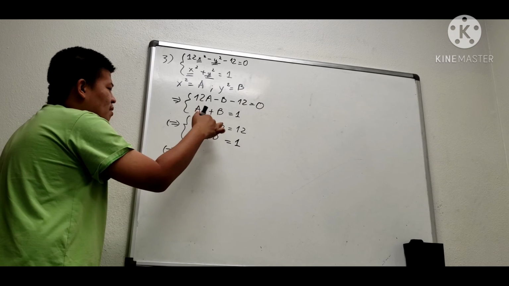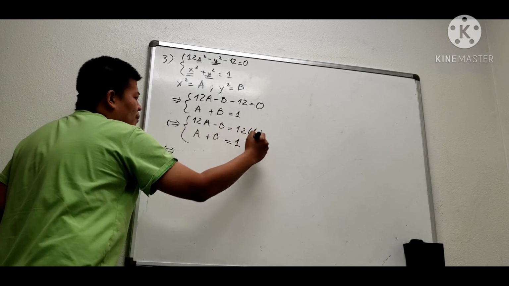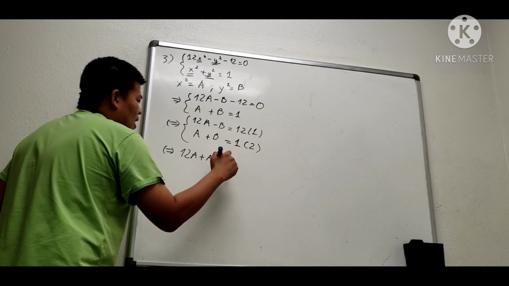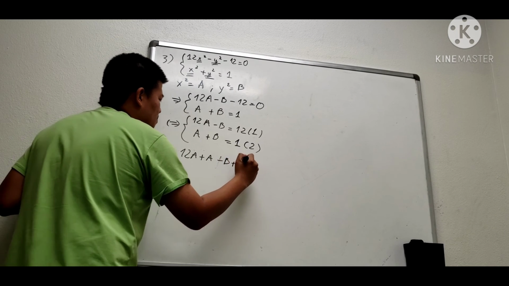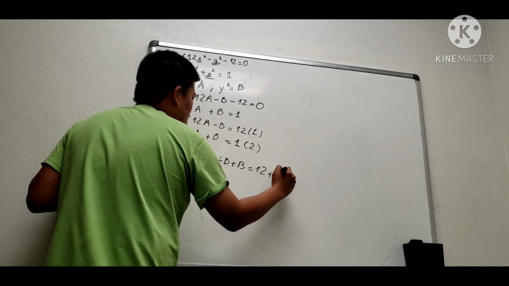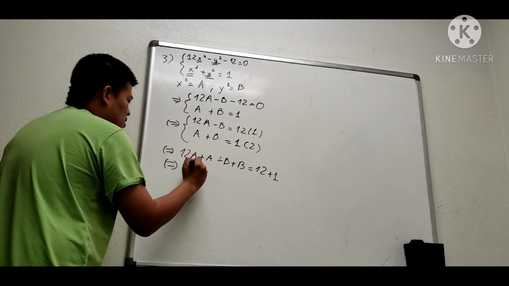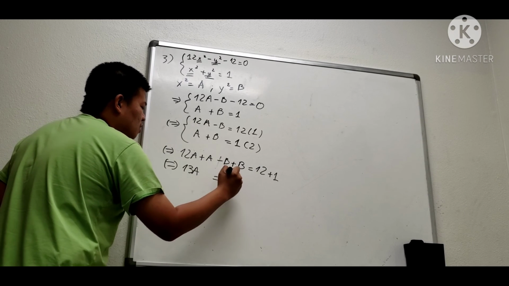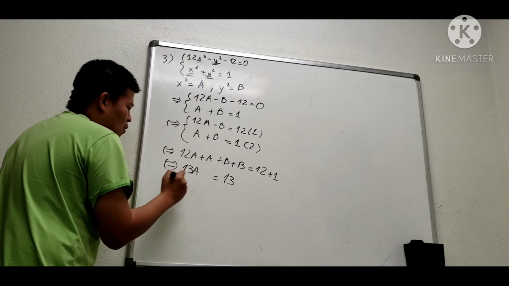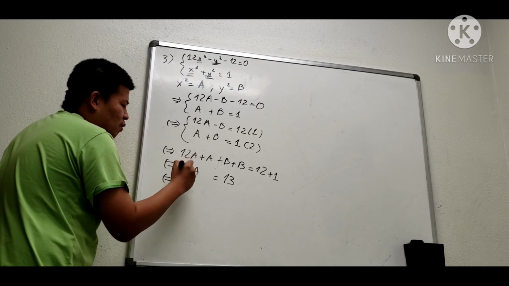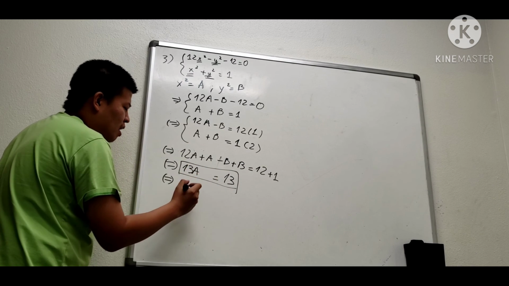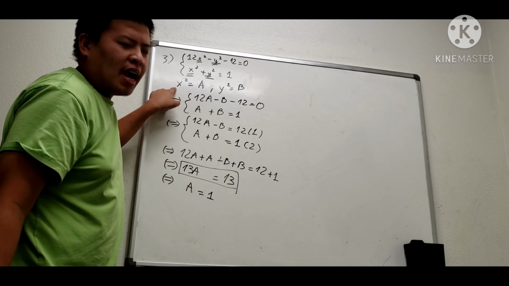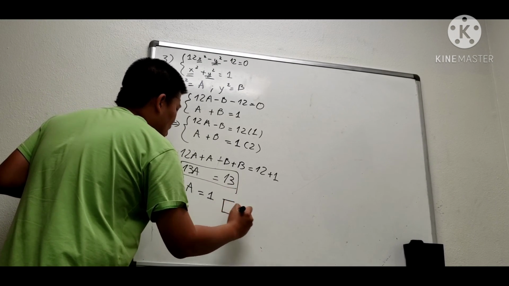So I eliminate by equation number 1 plus equation number 2. We have 12a plus a, minus b plus b, and 12 plus 1. So you get 13a, since minus b plus b is 0. You divide both sides by 13 and get a equal to 1. So a becomes x^2.